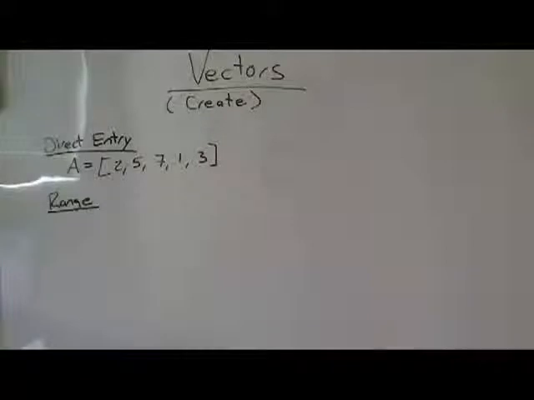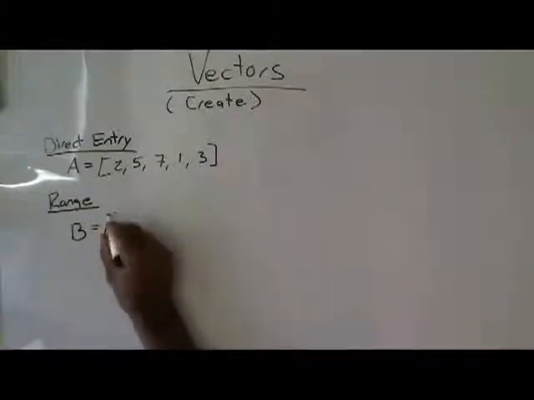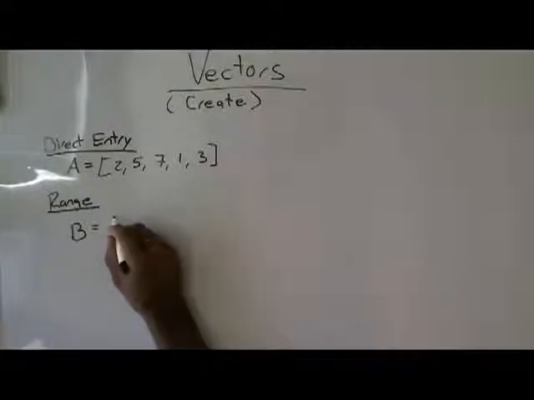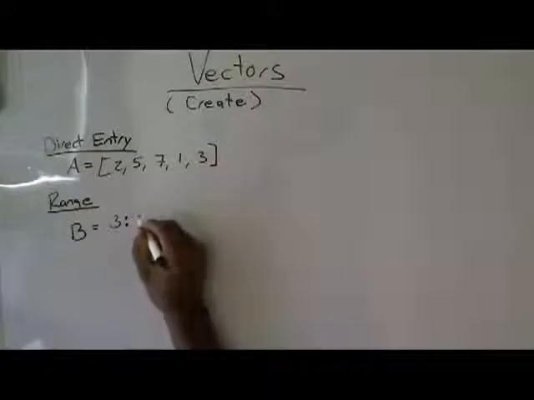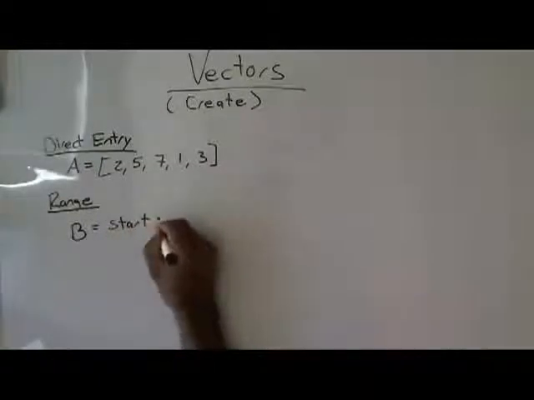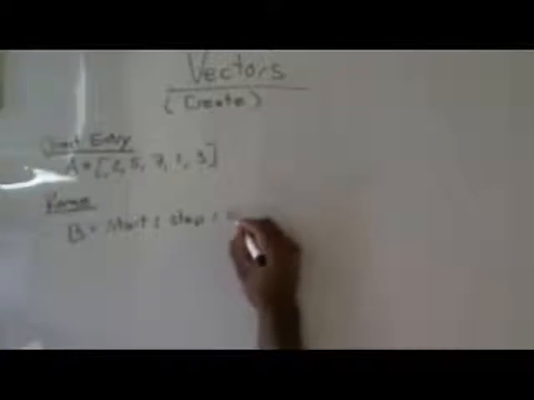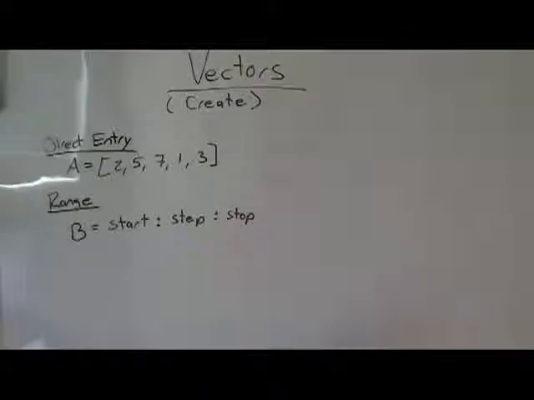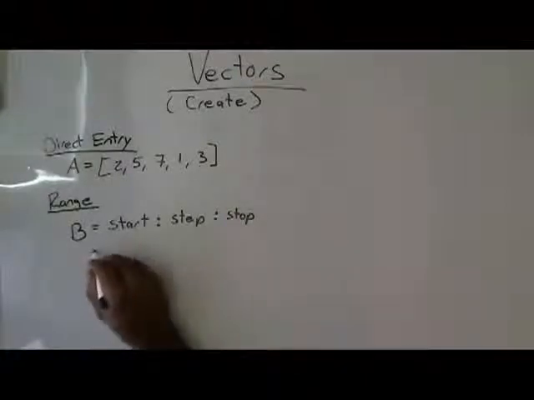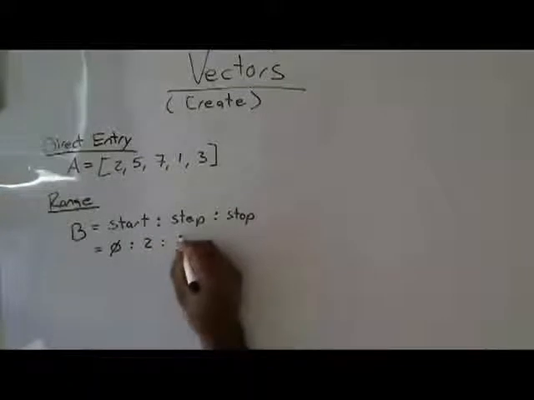It has a couple of forms, but its general form is, if I'm going to do vector B, its basic form is start colon step colon stop. An example would be, create a vector B equals start at 0, step 2, stop at 10.